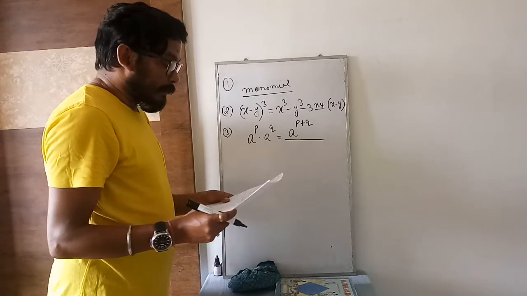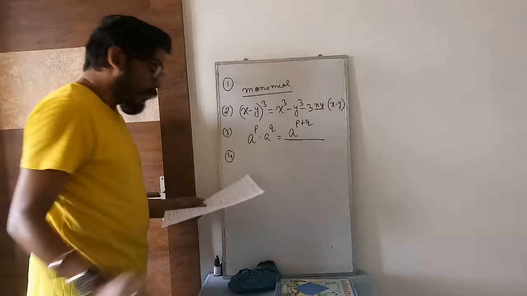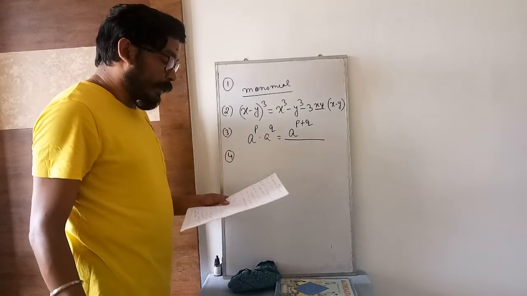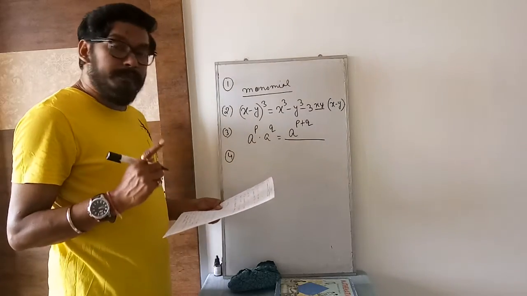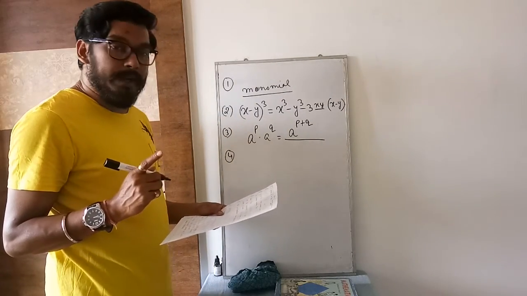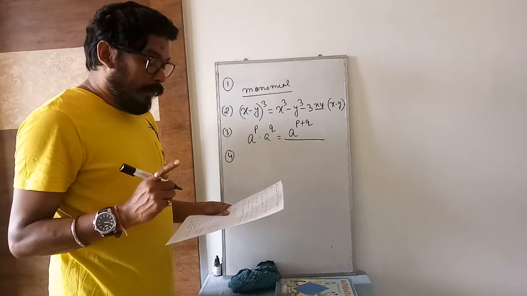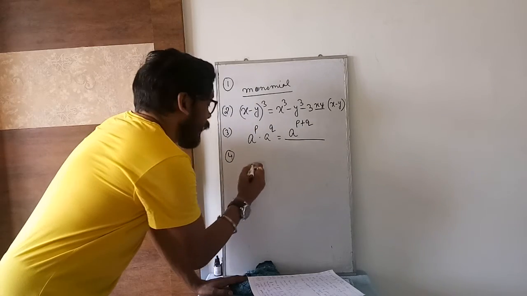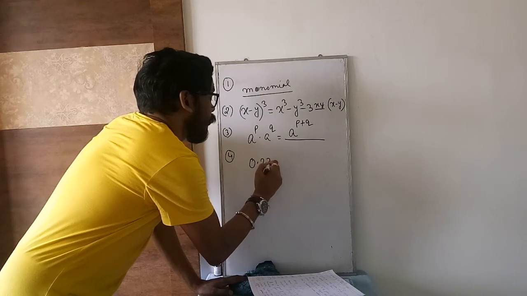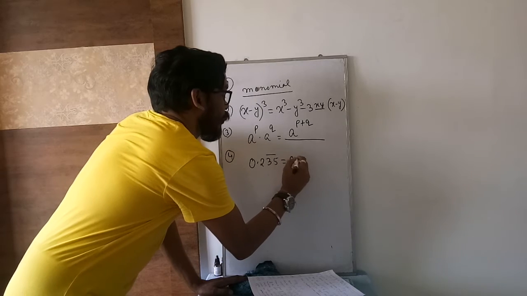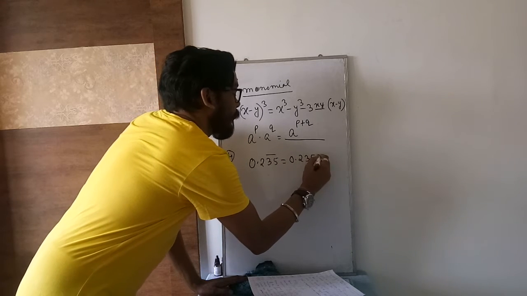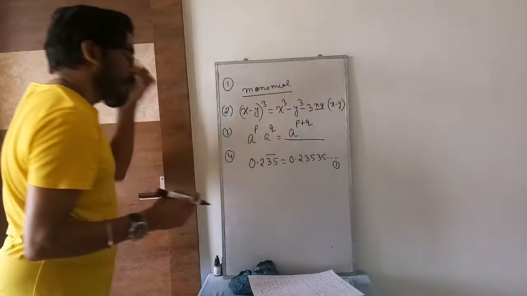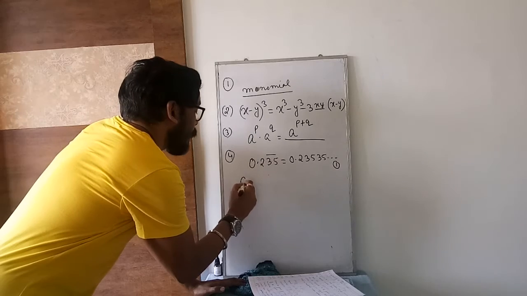Next, question number 4: show that 0.2353535 equals 0.235 bar. The bar is given above 35, not above 2. If we express it in the form p by q, what you can write here is 0.235 bar equals 0.23535... equation 1.